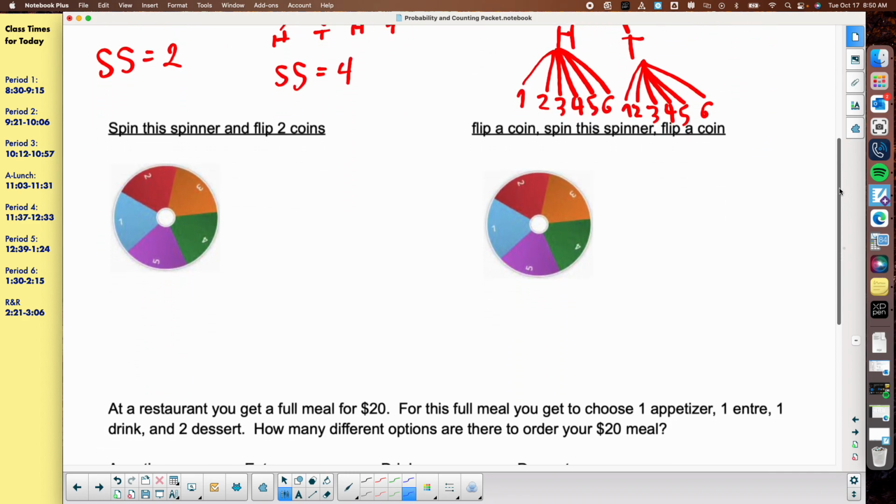Okay, this one is a 5-sided spinner. And it says you're going to flip a spinner and then flip 2 coins.